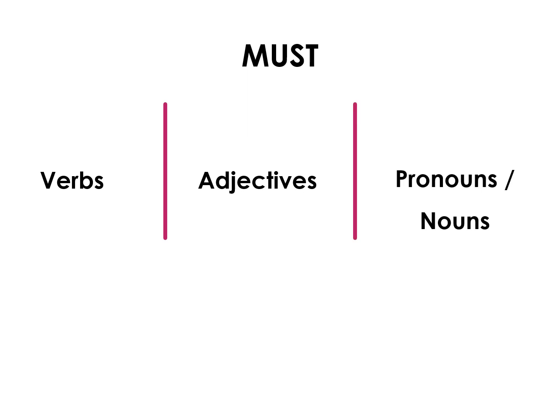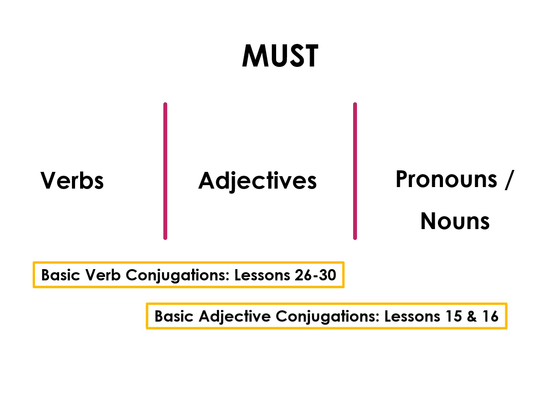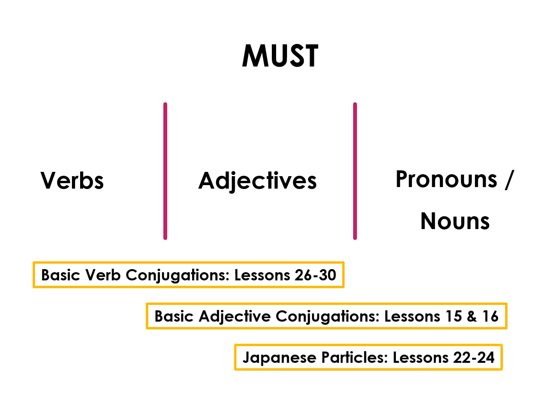At this point, I assume you know how to make the nai form of verbs. It's a basic conjugation, but if you need to review how to make them, you can watch lessons 26 to 30. You also need to know how to conjugate adjectives into their nai forms, and you can review how to do this in lessons 15 and 16. For pronouns and nouns, we will be conjugating the verb to be, or da. I also assume you already know how to construct Japanese sentences using particles, which you can review in lessons 22 to 24.